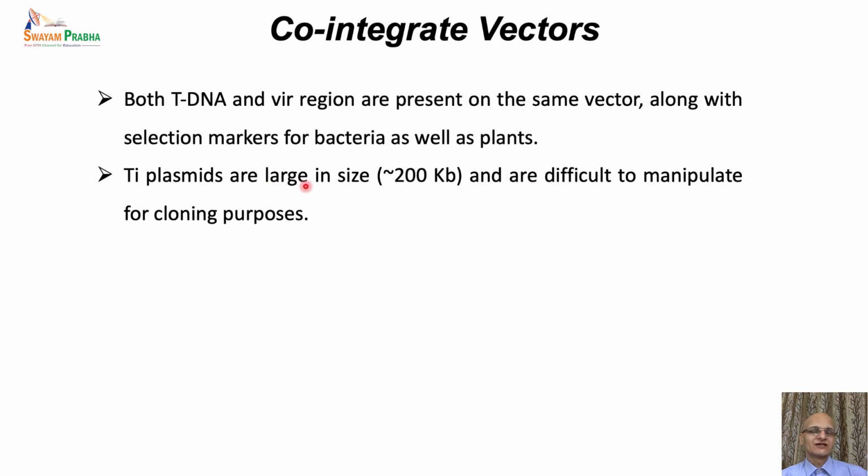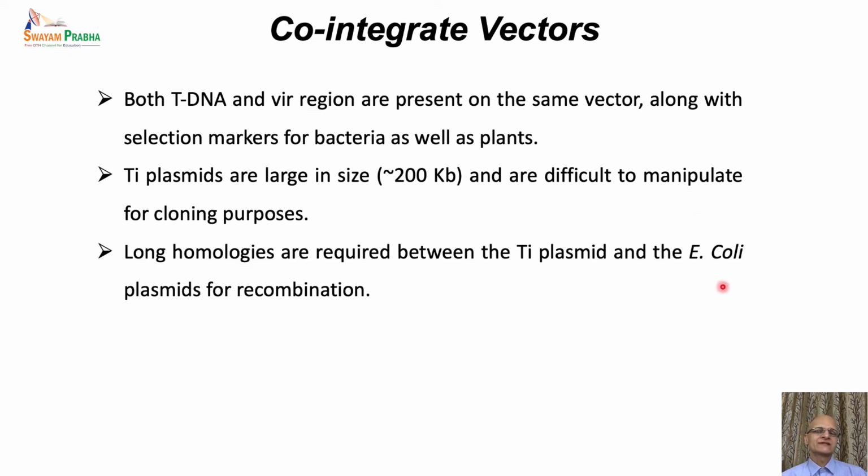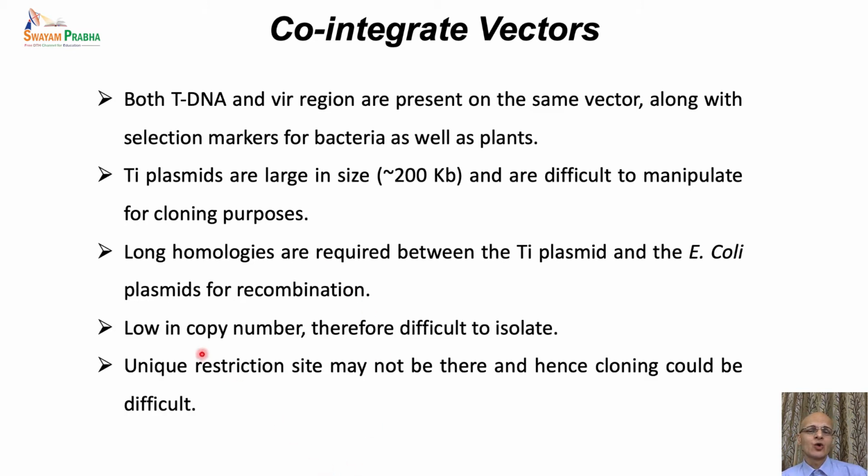Ti plasmids are large in size, about 200 kb or even larger, and therefore these plasmids are difficult to manipulate for cloning purposes. In order to have successful recombination for the integration of the intermediate vector into the disarmed Ti plasmid, long homologies are required between these two plasmids. This further complicates the process and makes the engineering more difficult. Further, these plasmids are low copy in number, and therefore their multiplication and large scale preparations are difficult. In addition, the required unique restriction sites may not be there, and therefore cloning of DNA fragments directly in these vectors is difficult.